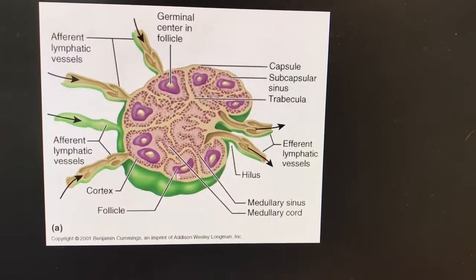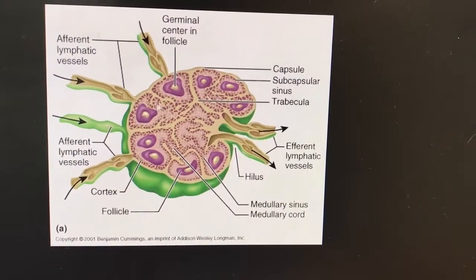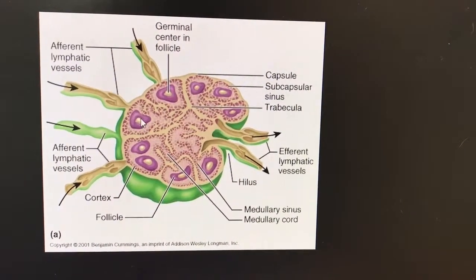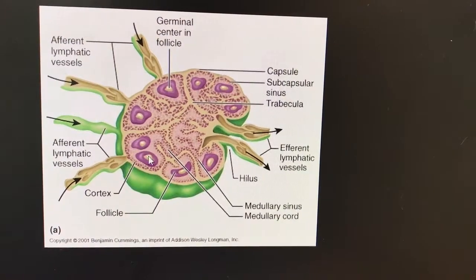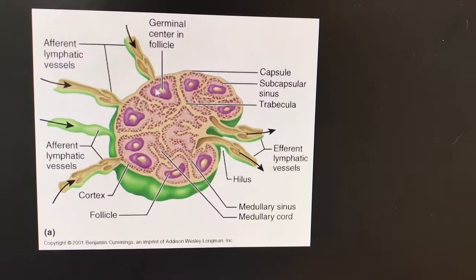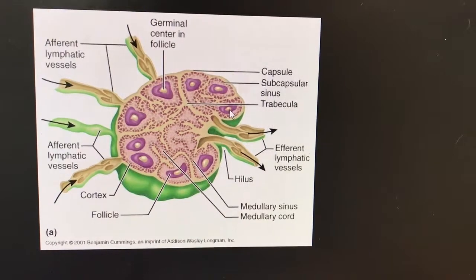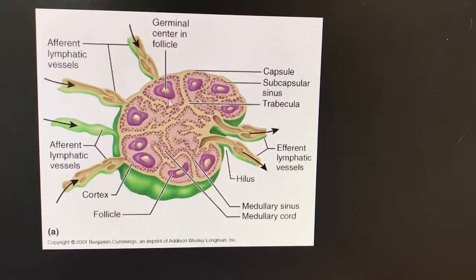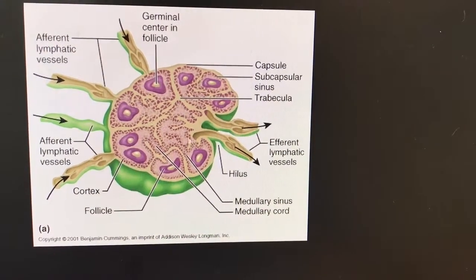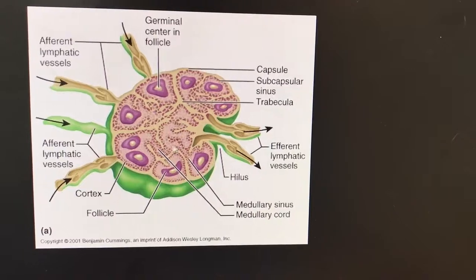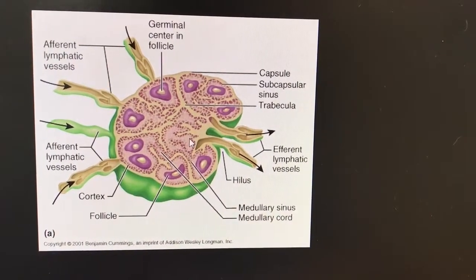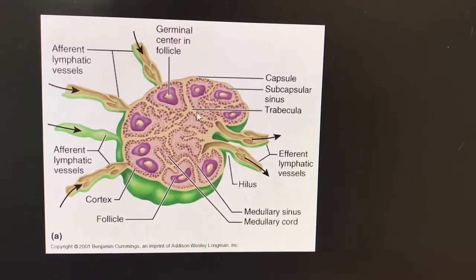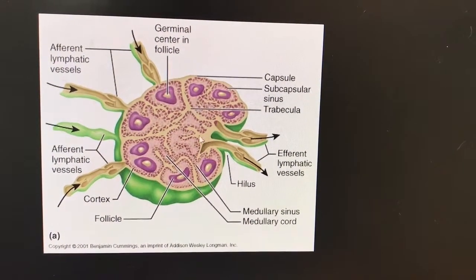In the cortex, you find on the outer layer follicles, which contain germinal centers. In the germinal centers, we have B cells turning into plasma cells and making antibodies. In the inner layer of the cortex, we have T cells. In the medulla, there are medullary cords, which are made out of the same tissue found in the cortex, and there are also medullary sinuses, which are passageways through the lymph node.